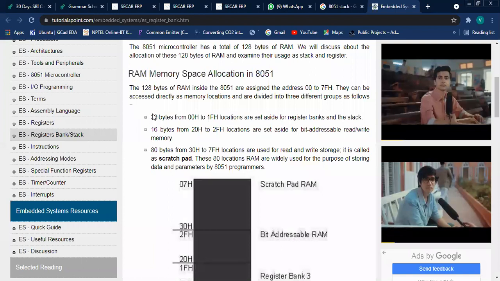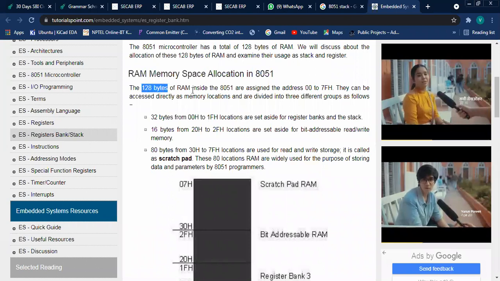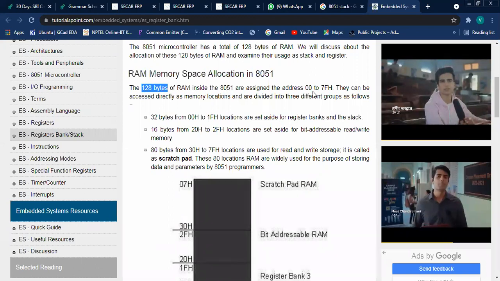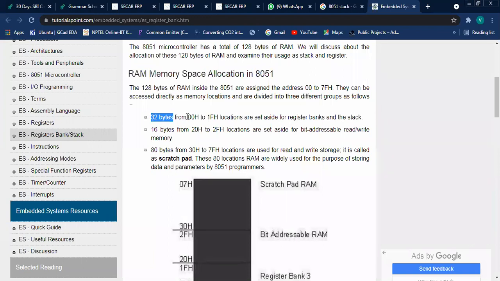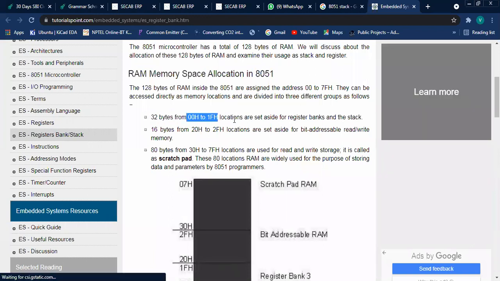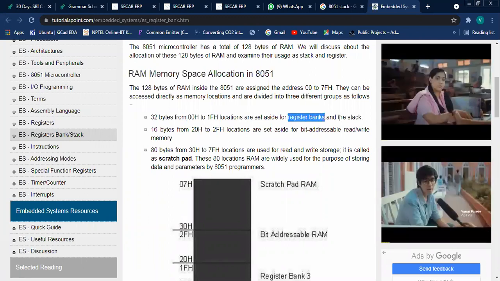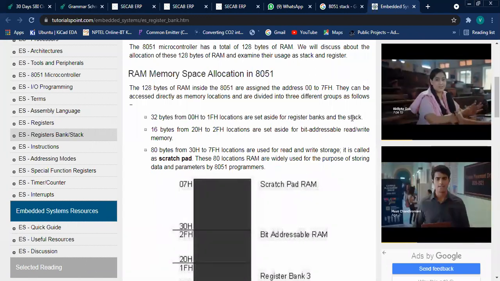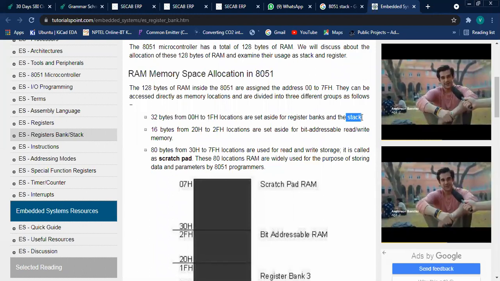So we came to know that the RAM is a total of 128 bytes in 8051, correct? And then, basically the 32 bytes used, that is 00 to 1FH, is the memory location for the register banks. So we have 4 register banks, and within these 4 register banks, we have the stack memory. That we have also already learned.